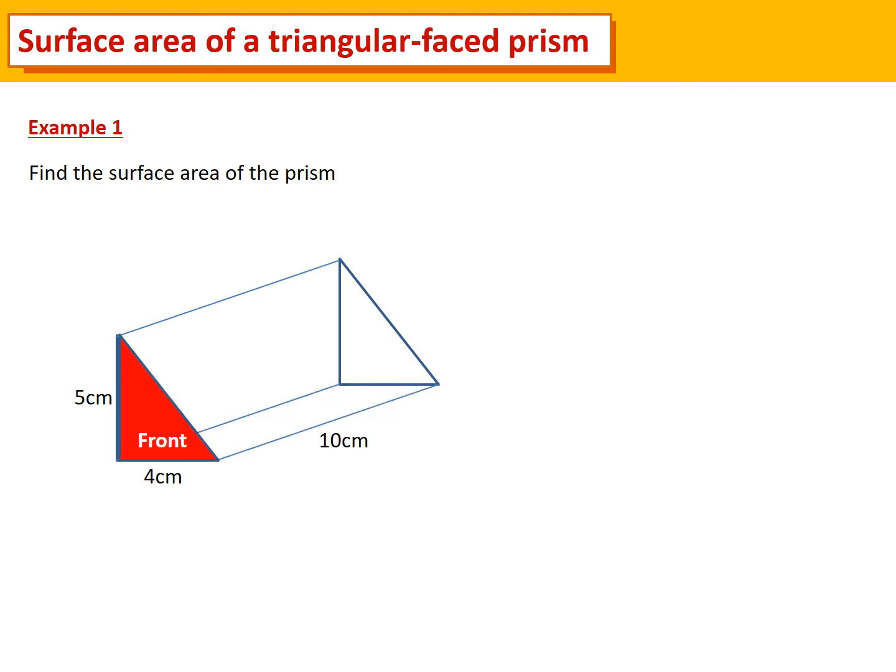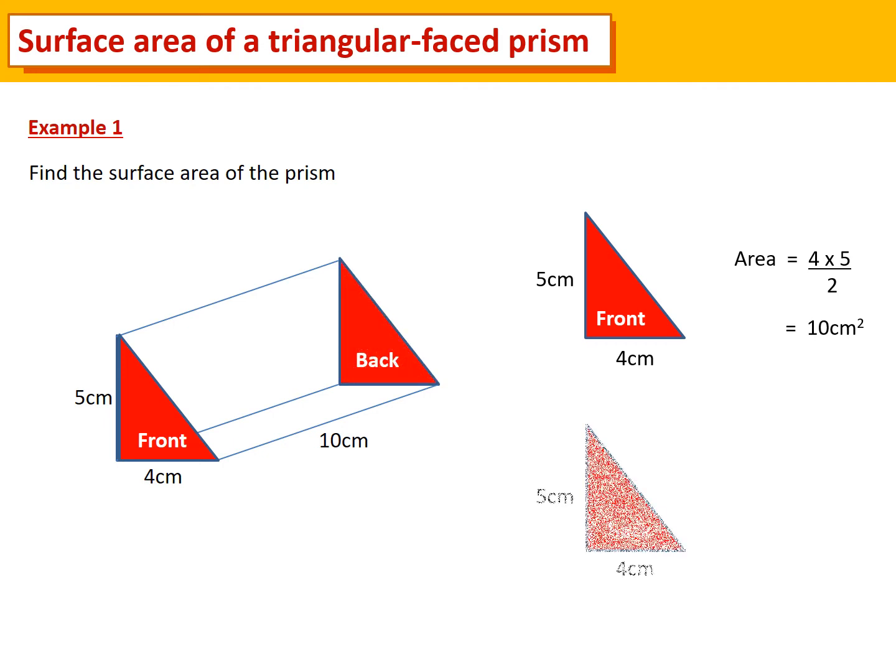The front triangle, using half base times height, would be an area of 4 times 5 divided by 2, and that would be 10 square centimeters. And of course the back triangle, because it's exactly the same dimensions, also has an area of 10 square centimeters.